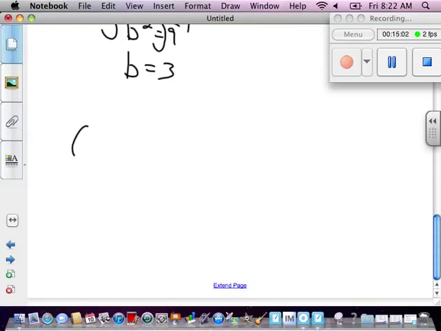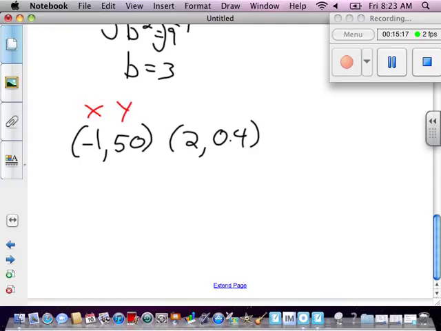We have the points (3, -1), (50, 2), and (0, 0.4). What is my first step, ladies and gentlemen? Label. What is my second step? Plug them into the two equations.